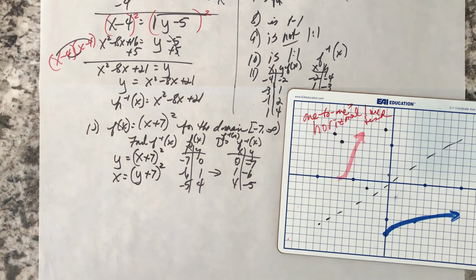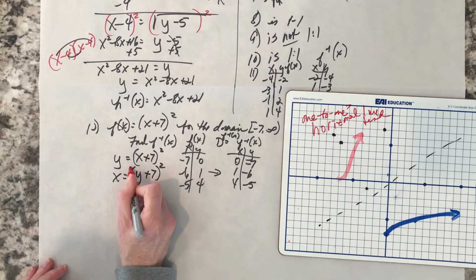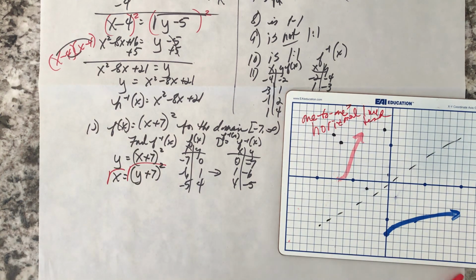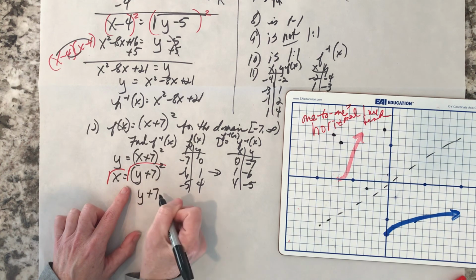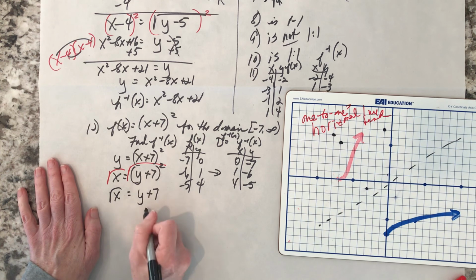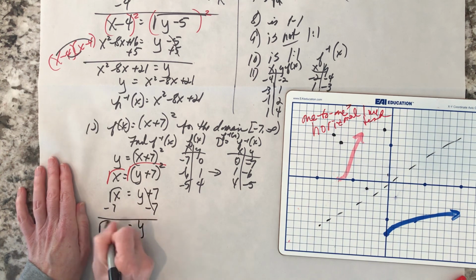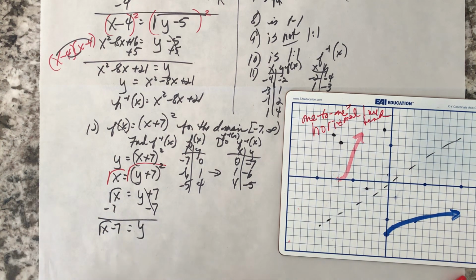You need to get rid of this square, so take the square root of it. Then we have y plus 7 equals the square root of x. I'm going to subtract 7 from both sides. So we get y equals the square root of x minus 7. And here's the important part.